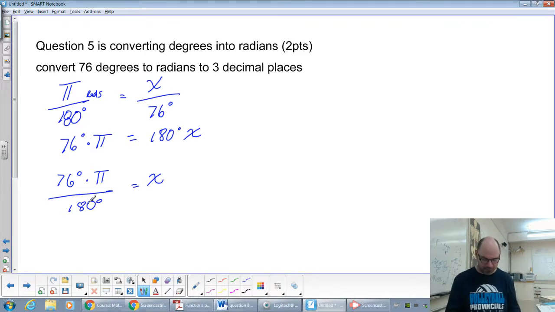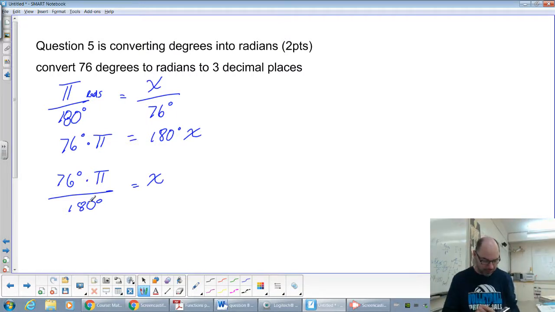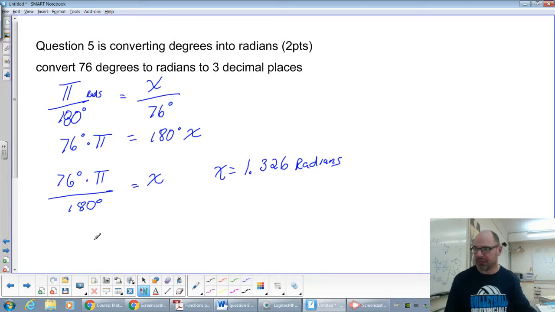So if we go on our calculator, go 76 times pi. Okay, I have a pi button on my calculator, so it looks like that. Okay, and then I divide by 180. Okay, I get 19 over 45 pi's, or to 3 decimal places, 1.326. Okay, something like that. Okay, the next one, number 6, is the opposite of that, converting radians into degrees.